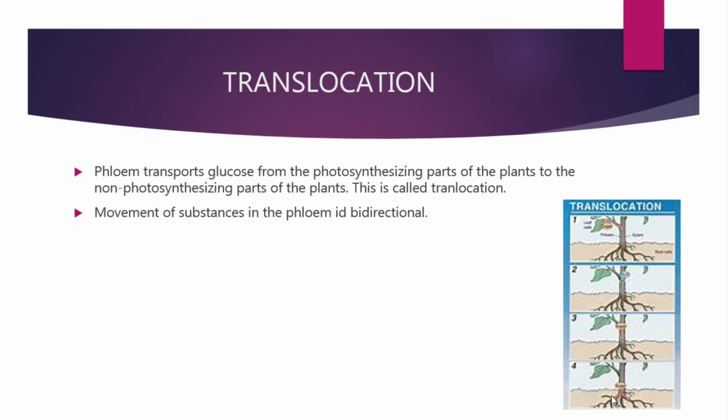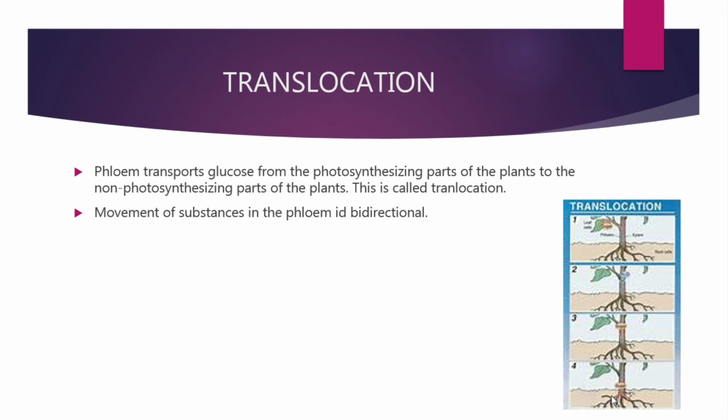So let's move on to translocation. What actually is translocation? The phloem transports glucose from the photosynthesizing parts of the plant to the non-photosynthesizing parts of the plant. This is called translocation. The movement of substances in the phloem is bidirectional.